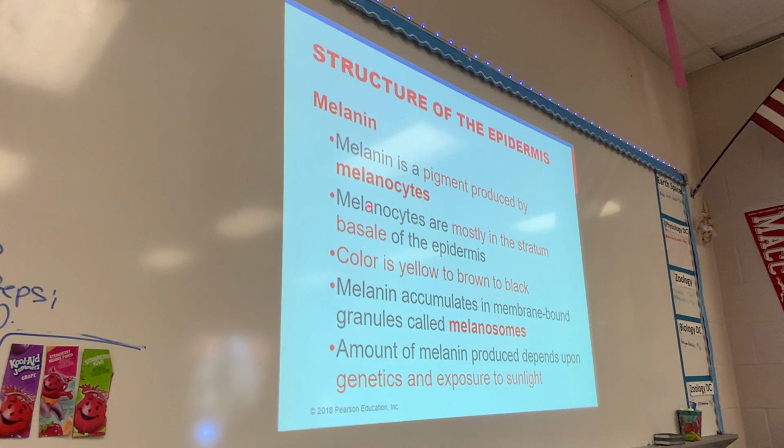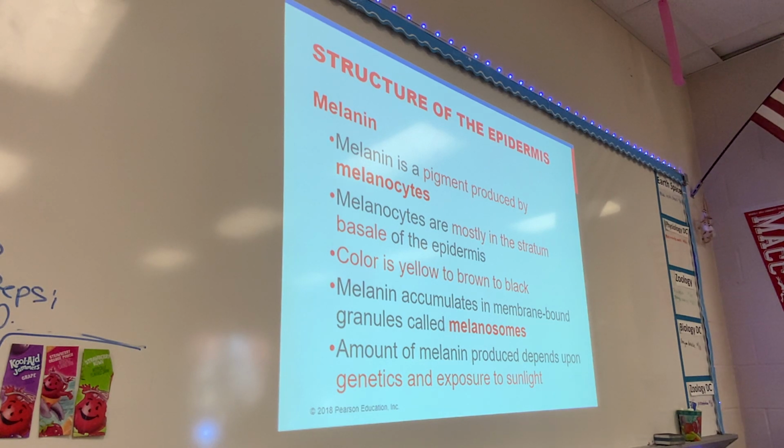The melanocytes are mostly in the stratum basal layer of the epidermis. They release little granules of pigment into that stratum basal layer, and so the pigment kind of comes upwards. This is why if you get a suntan in the summer, it will gradually go away throughout the winter, but it takes a while, because eventually that layer will move upwards and basically flake off. But it takes a while.